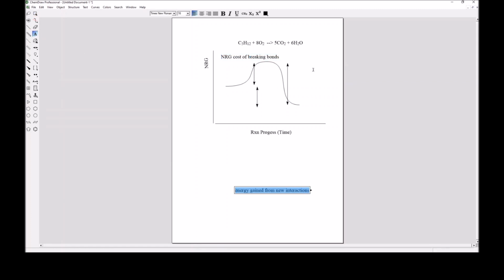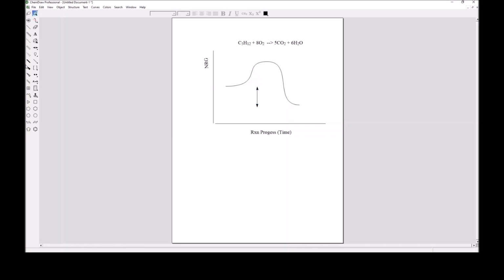And then on the downslope right here, this is the energy gained from the new bonds that we make. And the reason that the reaction is overall exothermic is because you gained more energy by forming 5 molecules of carbon dioxide and 6 molecules of water than you lost by stripping apart 1 molecule of pentane and 8 molecules of oxygen. So that explains why this process is exothermic. You got more energy back from the new bonds that you made than it cost you to break the old bonds. What we really want to focus on, though, is the total energy change.